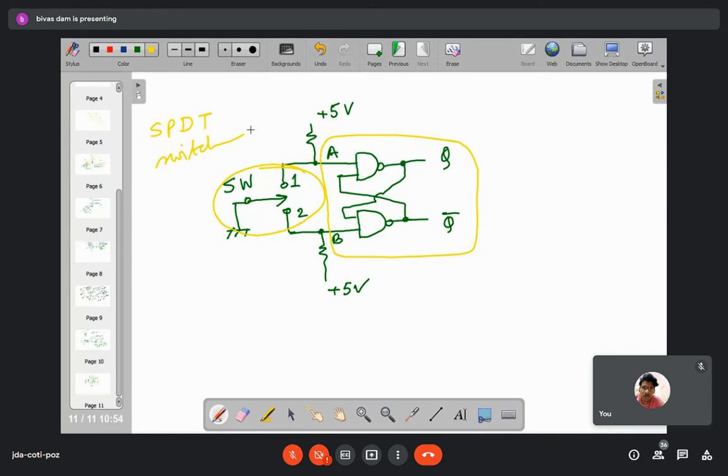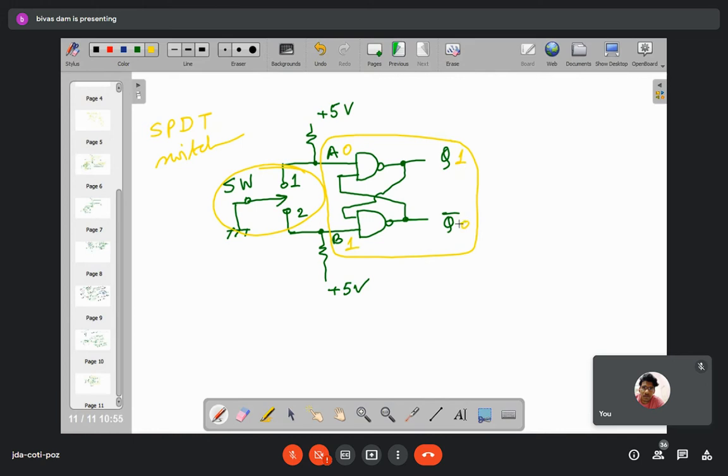Now say initially the switch was in position number 1. In case the switch contact is in position number 1, what happens to A? 0. What happens to B? 1. So A is 0, B is 1. So what happens to Q and Q bar? 1 0.